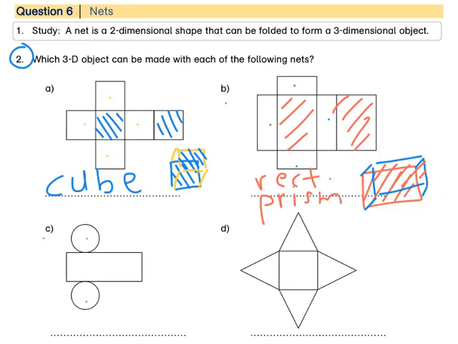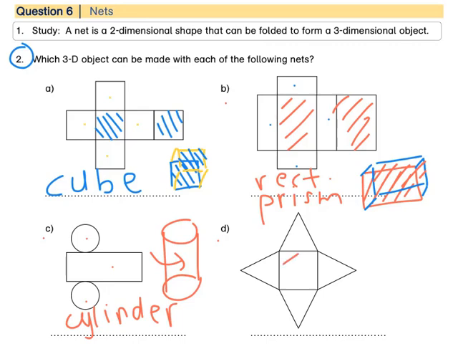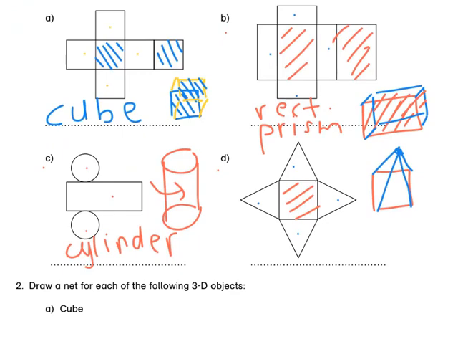For C, we have 2 circles with a rectangle in the middle that is wrapped around. This is the net for a cylinder. Lastly, for D, we have a square at the bottom and then 4 triangles that are turned upwards and meet at a point. This is therefore our square-based pyramid. Let me write it here. Square-based pyramid.